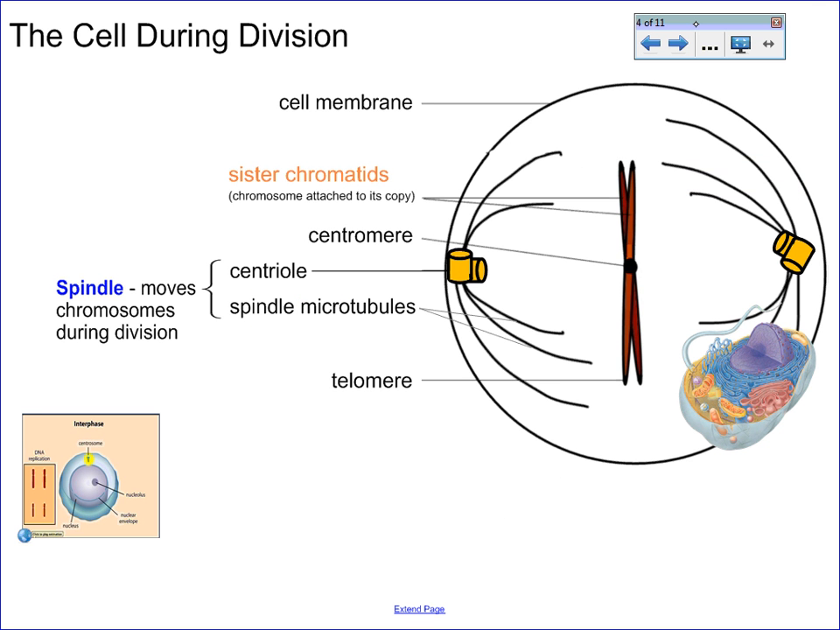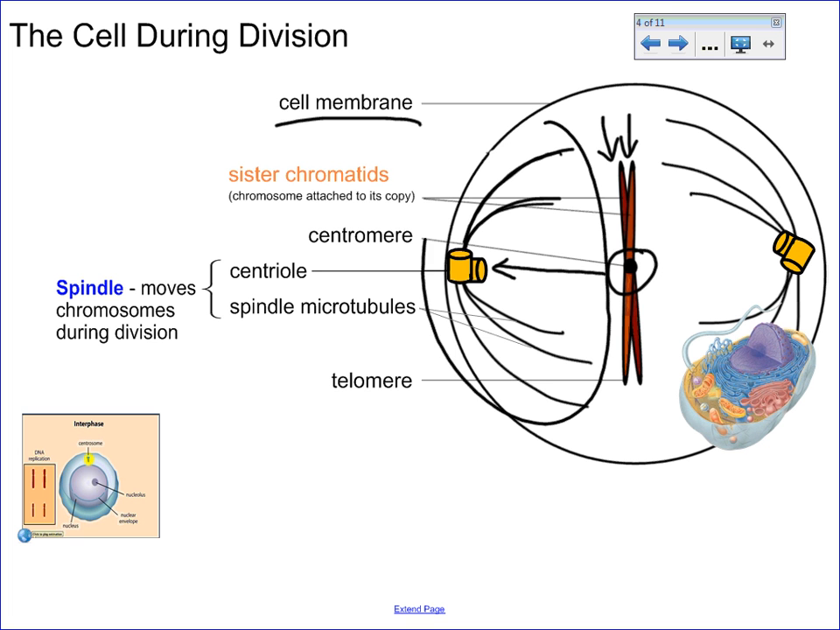It's also good to review some of the names of the structures inside of the cell here. Of course, we've got the cell membrane. Replicated DNA is connected by a centromere, and the two identical copies of that DNA can be called sister chromatids. So connected with the centromere, not to be confused with the centrioles over here, which are sending out spindle microtubules, and then these objects together, the spindle microtubules and the centriole, can be collectively called a spindle.